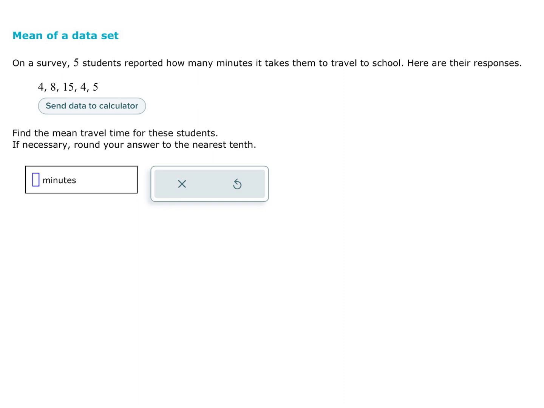In this example, it says that on a survey, 5 students reported how many minutes it takes them to travel to school. And we have their responses. Again, you could add all this up using the calculator. I'm going to quickly do this by hand. And let's see, 15 and 5 is 20, plus 16 is 36. So we have 36 minutes total, but we're dividing it by 5 students.